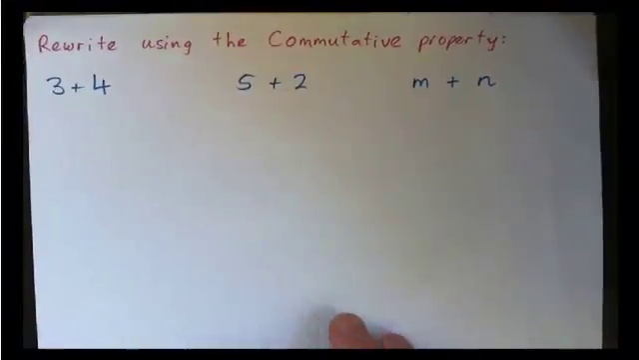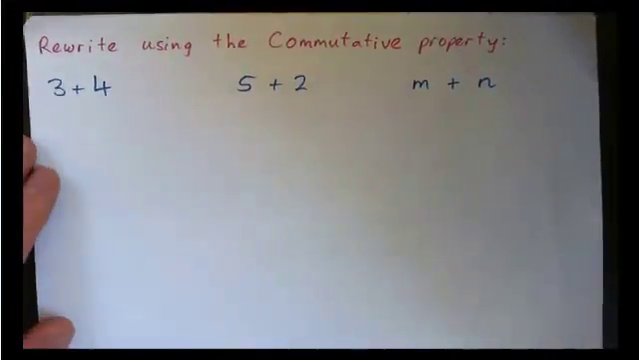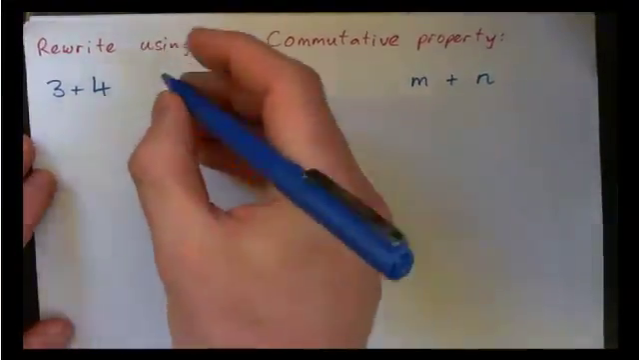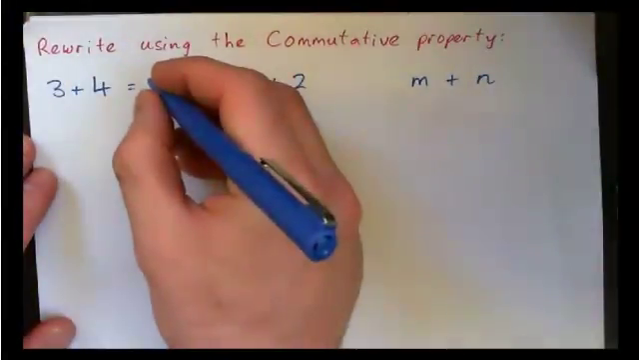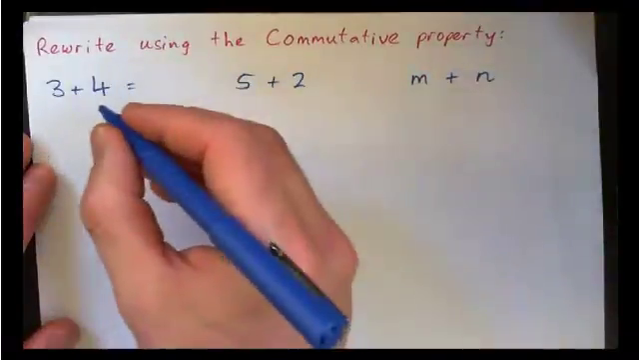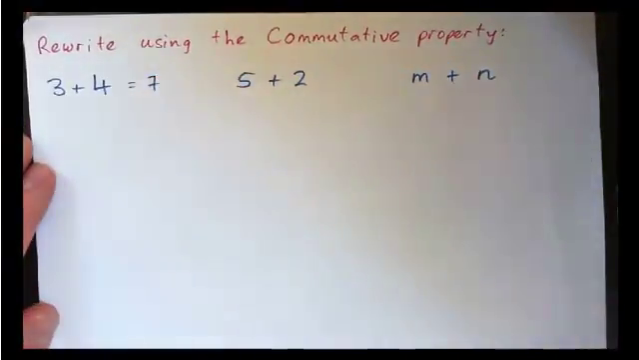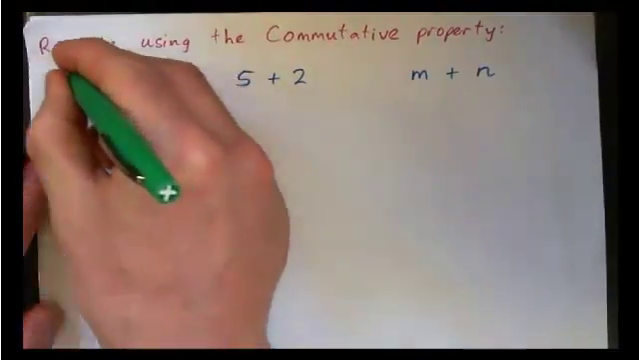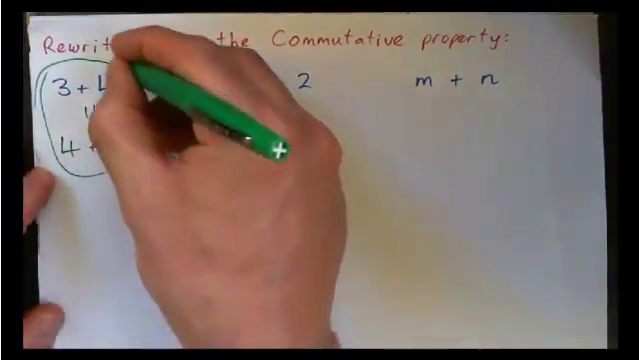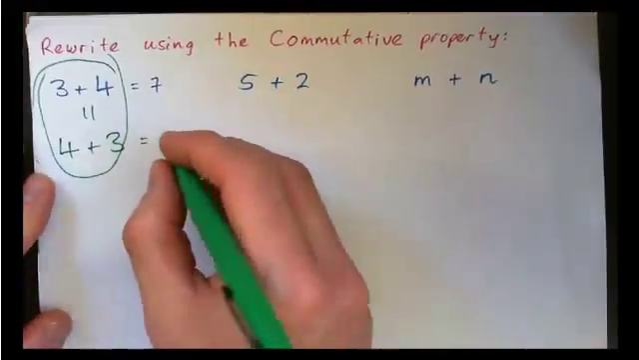Okay, rewrite using the commutative property, 3 plus 4, 5 plus 2, M plus N. Well, 3 and 4 is what? It is 7, right? Now 3 plus 4 can be written as 4 plus 3, and this is the answer. You're supposed to write down 4 plus 3 because 4 plus 3 is 7.